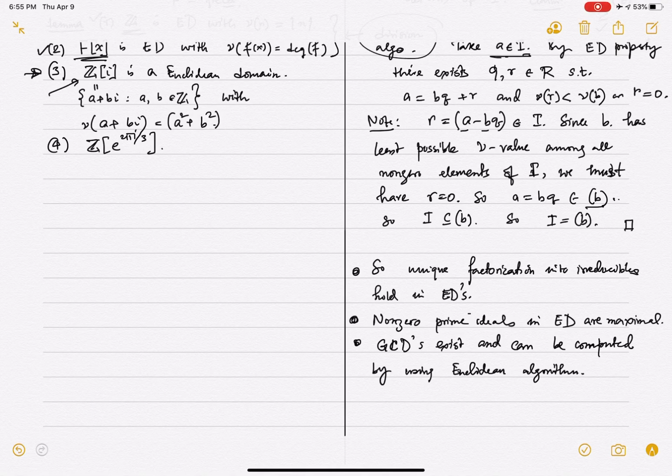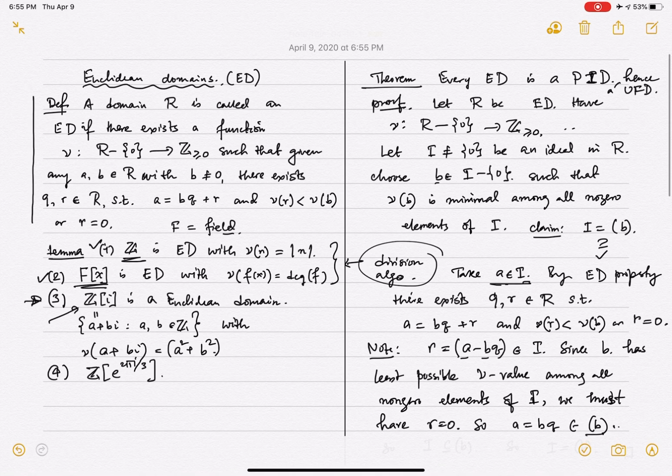So all these things go through in general. Okay. So next time we'll work with this third example a little bit.